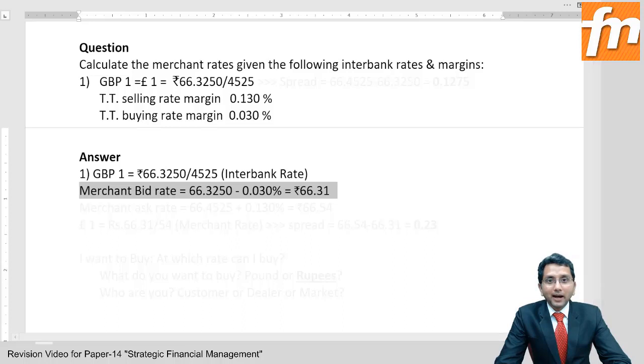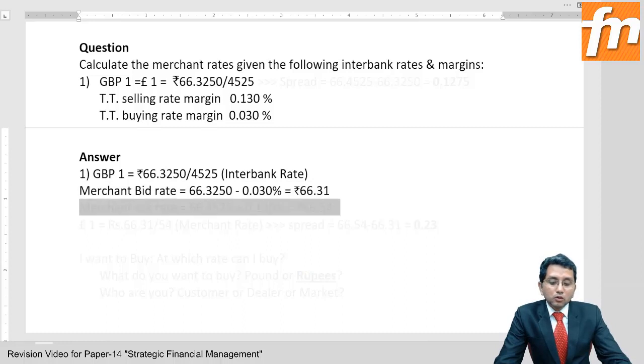While buying, you'll buy at the lower rate, 0.03%. And if you solve it, you'll get it equal to 66 point something something, rounded off to 2 digits, and it will be 66.31. Now for calculating merchant rate, you need to add the margin. 66.4525 plus 0.13% is 66.54.